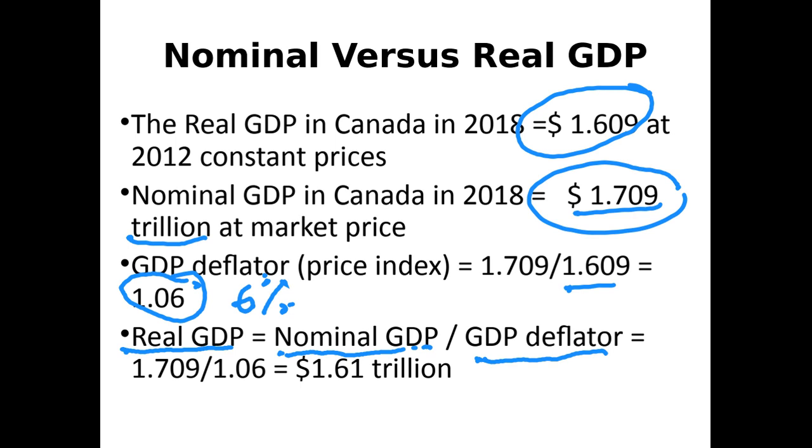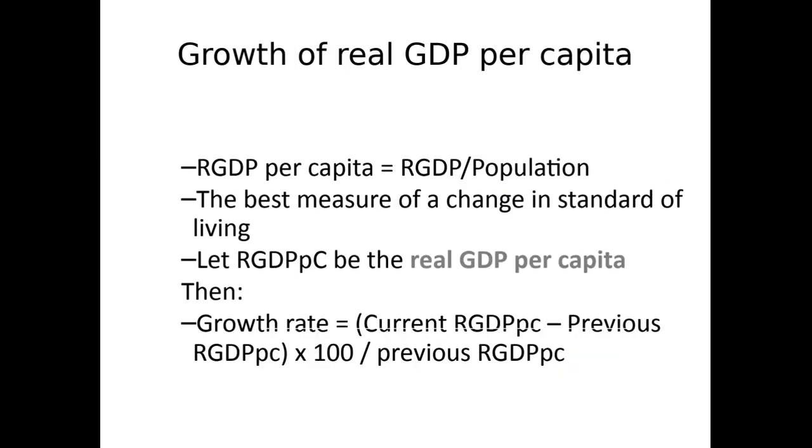Now, how to calculate growth in real GDP per capita? The formula is given here. It's so easy. Current GDP per capita minus previous GDP per capita, divided by previous GDP per capita, times 100. Or if you multiply by 100 and then divide, it doesn't make any difference, right? So you can easily calculate growth of real GDP per capita.